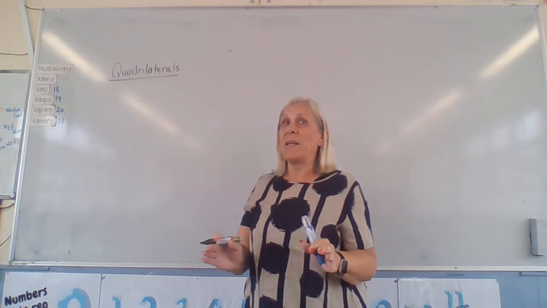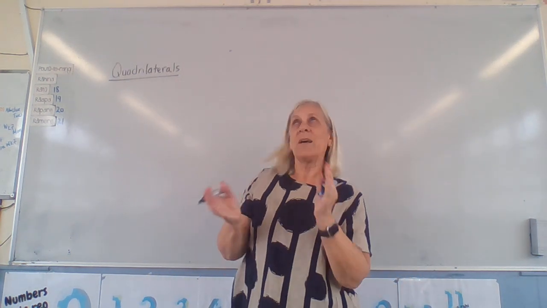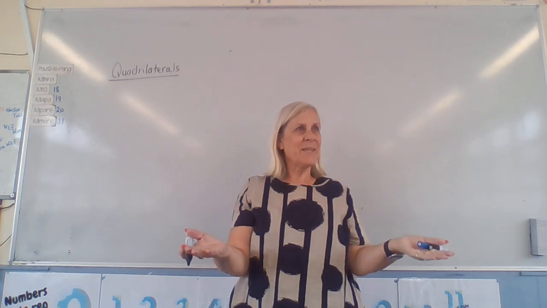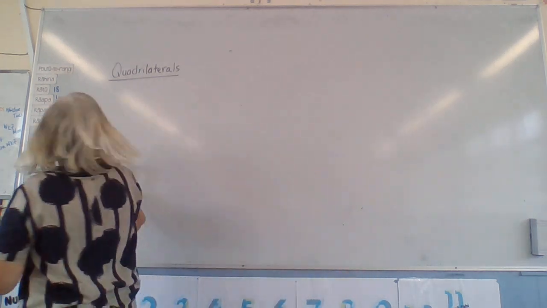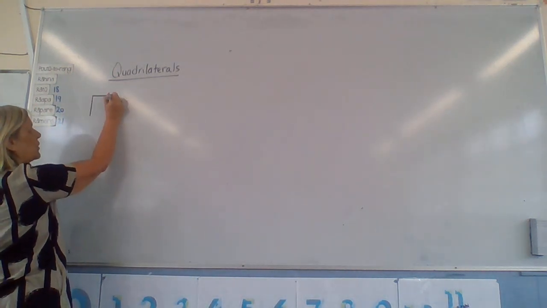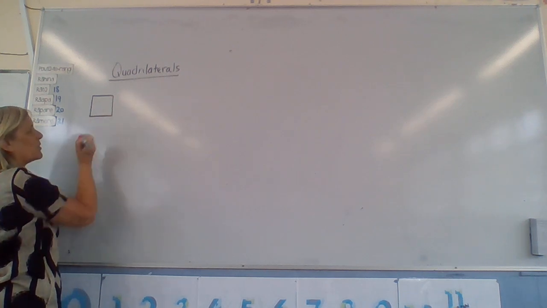Now, the most basic shape that you learned when you were around about 2 or 3 was a square. And we all thought, how exciting is that word? It's got a Q in it. So there's not too many words that got Q's in them.